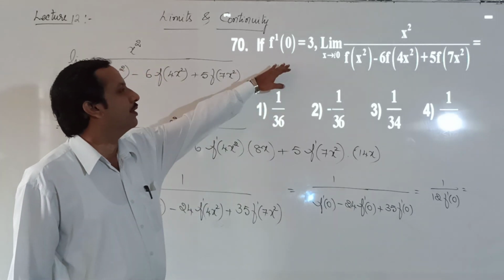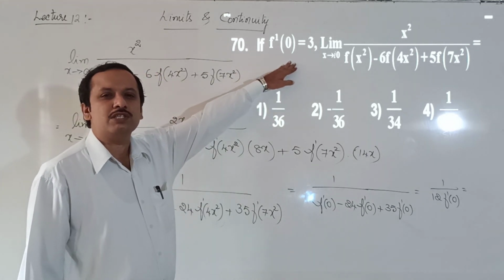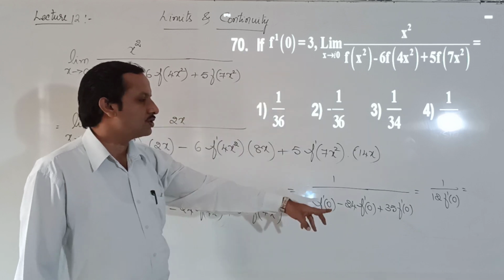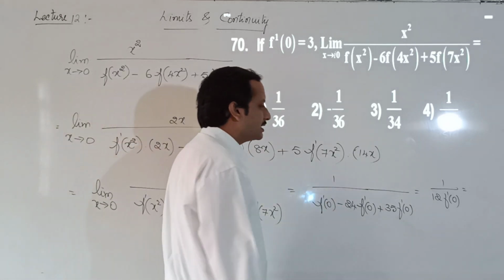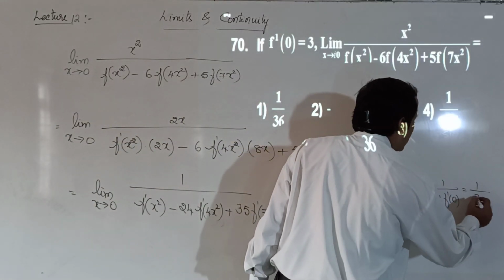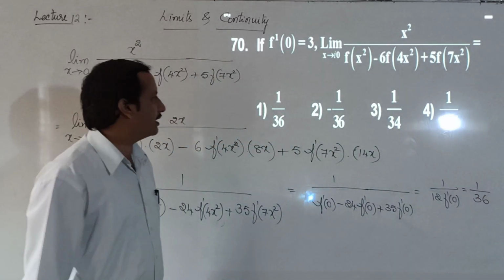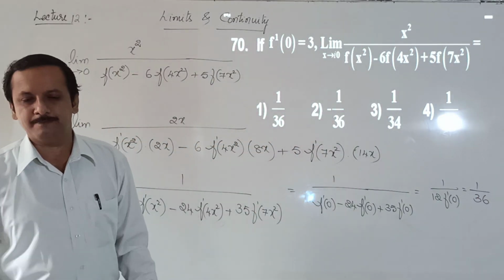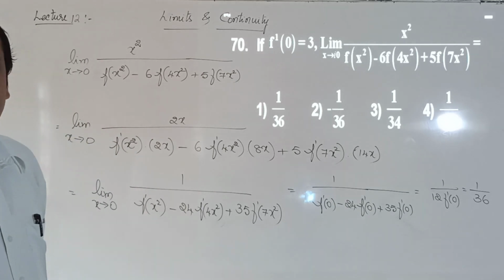What is f dash of 0? In the question they have given that f dash of 0 is equal to 3. So 12 into 3 will give you 36. Hence the answer is 1 by 36, 1 by 36, which is the first option. Okay, let's move to the next question.